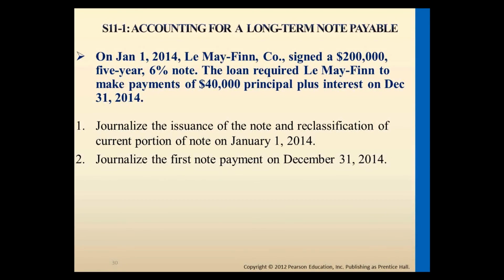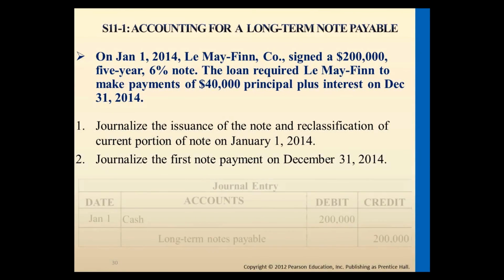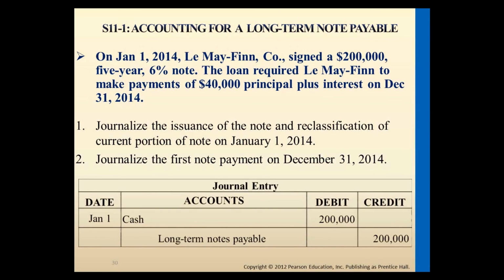Right, so for issuance of the notes, we're the party borrowing the money, so we collect cash. On the other hand, we sign off the note, this is a liability. Credit long-term notes payable, $200,000. Okay, so this is January 1st, the first journal entry on this note.